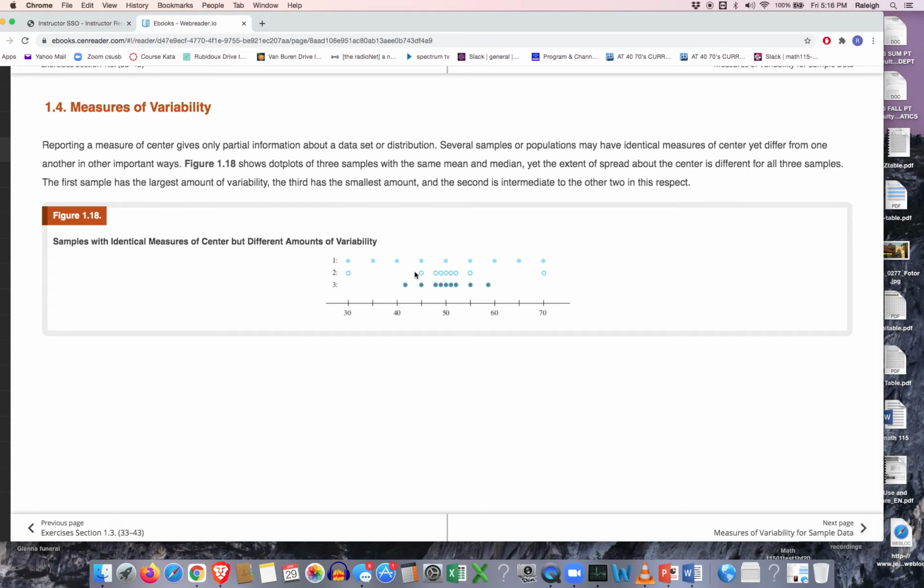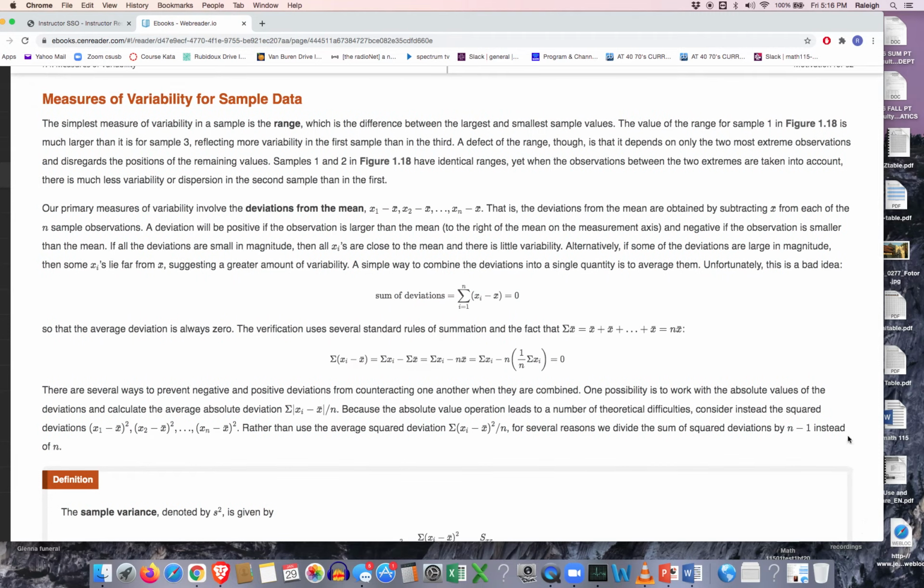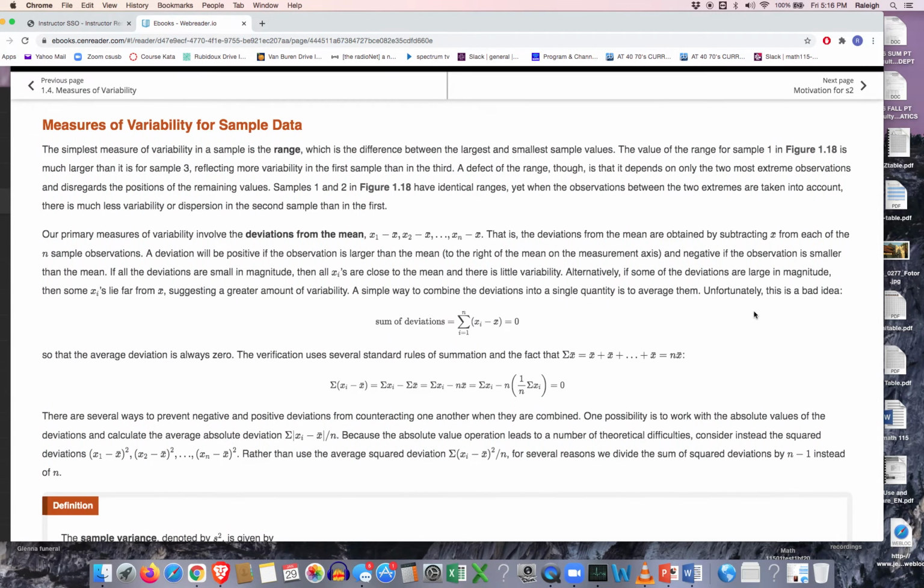A bunch of them are in the middle, but then we have a couple that one could be accused of being an outlier. So it's a mixture between number 1 and number 3. The third has the smallest amount of variability, and the first has a lot of variability. So we have to have a way of dealing with this, and we do have ways, the most common of which I will say is the standard deviation, but we do have others as well.